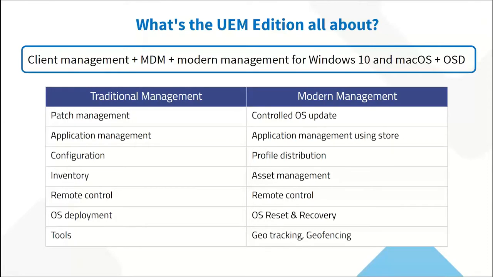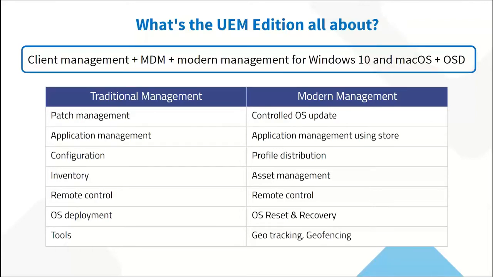So in unified endpoint management, you can manage endpoints in a traditional IT management fashion, which includes patch management, application management, configuration deployment, OS deployment, tools for troubleshooting and day-to-day management activities. Similarly, the endpoints can also be managed with modern management. All modern operating systems support modern management. This includes features like geo-tracking, geo-fencing, managing store applications, profile distribution, enforcing restrictions, and operating system reset and recovery.